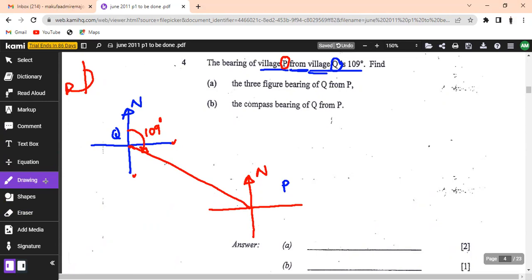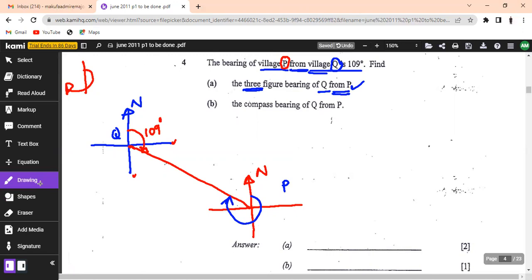So that's not the question. The question didn't ask us to represent the diagram. The question is asking us to calculate the three-figure bearing. Take note, the first part is the three-figure bearing of Q from P. Now you are starting at P. So that means three-figure bearing is the one that is measured from the north. Remember, three-figure bearing is taken from the north in a clockwise direction like this. All right, so this is the angle that you are supposed to calculate.